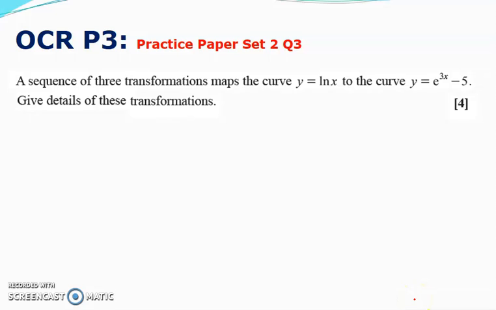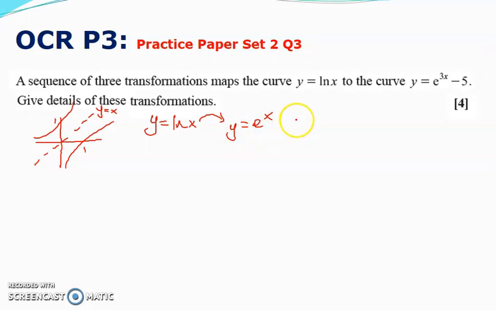A sequence of 3 transformations maps y equals log x onto that. Obviously we've got a complication, and I suppose this is best seen when you look at the graphs. Y equals log x looks like that. E to the x looks like that. You should be aware these are inverse functions, reflected in the line y equals x. So I suppose first of all, to go from y equals log of x, I've got to go to y equals e to the x, and this is a reflection in the line y equals x.